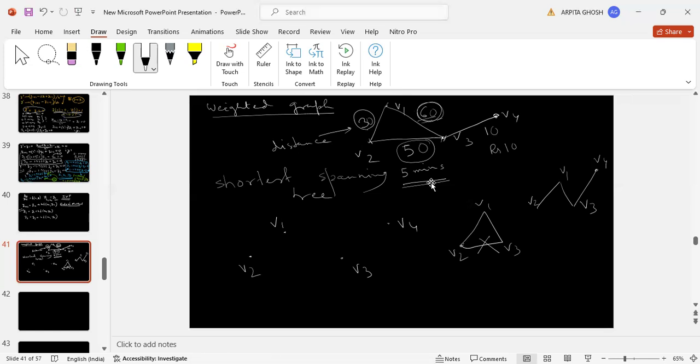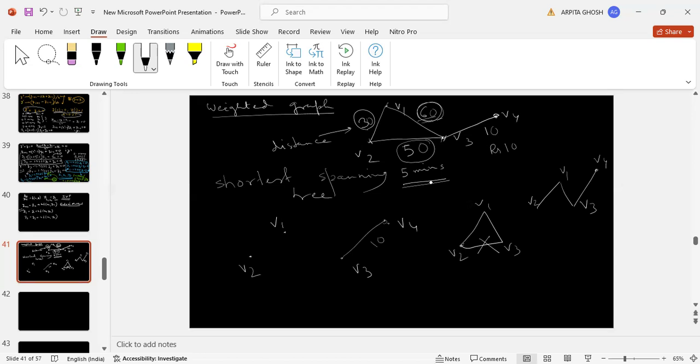Okay. Acha, now we have to find shortest spanning tree. Now spanning tree means all the vertices must be present. That is what we call spanning subgraph. And tree means no circuit should be formed. It should be a connected circuit-free graph. Now shortest spanning tree. Obviously V3 and V4, there is only one way to reach V4. There is only one path to reach V4. That is, we will join V3 with V4. That is your 10 units.